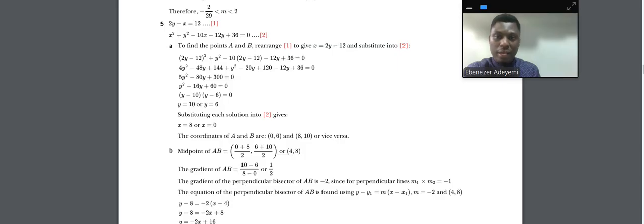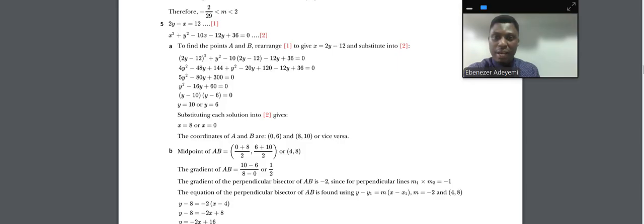Negative 48y minus 20y plus 12y, the three together, will give me minus 80y. And the constant term 144 plus 120 plus 36 gives 300, all equals 0. I can reduce this quadratic equation by dividing through by 5, just to reduce it.